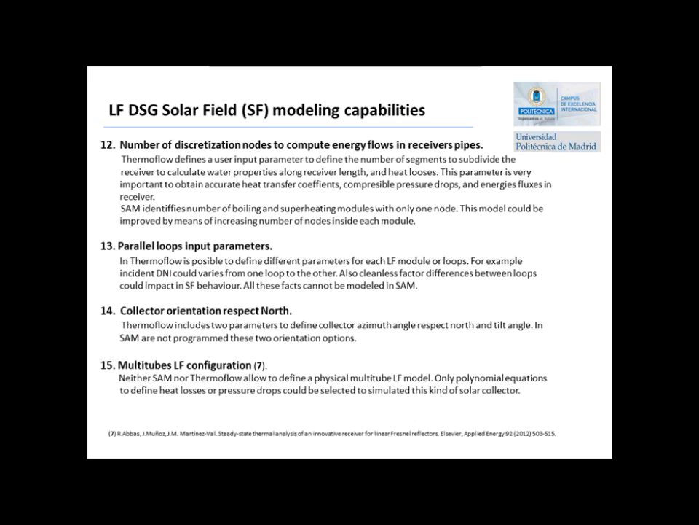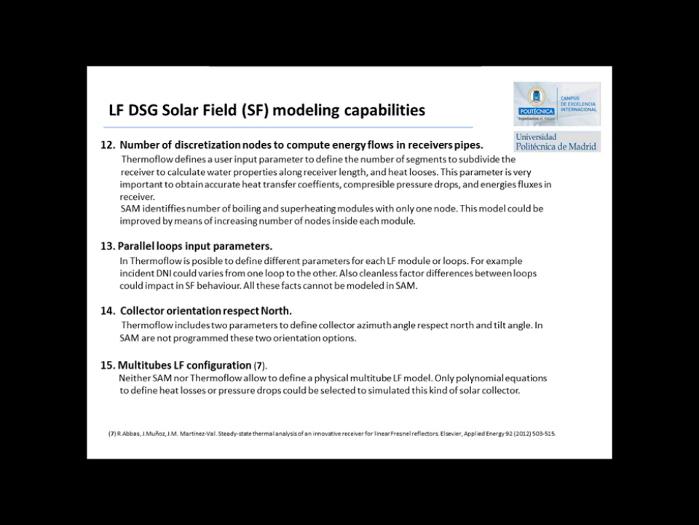Number of discretization nodes to compute energy flows in receiver pipes. Thermoflow defines a user input parameter to define the number of segments that should divide the receiver to calculate water properties along the receiver length and heat losses. This parameter is very important to obtain accurate heat transfer coefficients, pressure drops, and energy fluxes in the receiver. SAM identifies the number of boiling and superheating models with only one node.